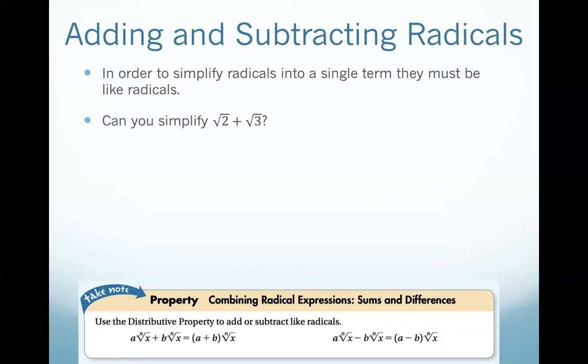Can we simplify the square root of 2 plus the square root of 3? Our first question is the index. And for both radicals, the index is 2. That's fine. Our second question is the radicand. And our first radicand is 2, which is not the same as 3. So no, we cannot combine these.